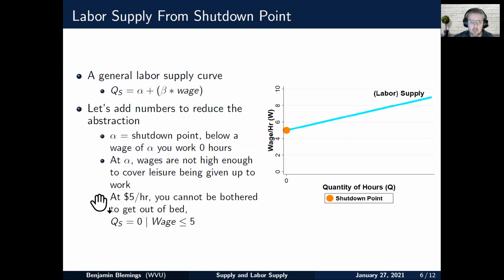Let's add numbers to our example to reduce some of the abstraction. Alpha right here is our shutdown point. So at any price or wage lower than 5, we're not going to provide any labor to the market. At alpha, or at 5 in this case, wages are not high enough to cover the cost of what you're giving up to work, which we're going to assume is leisure or some other activity. At $5 an hour, it's not a large enough wage to even convince you to get out of bed. So the amount of labor you supply at wage 5 or less equals 0.